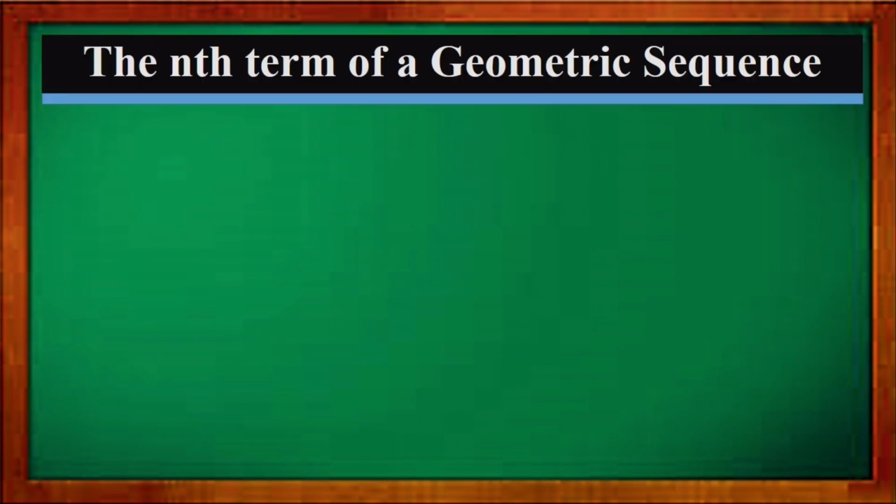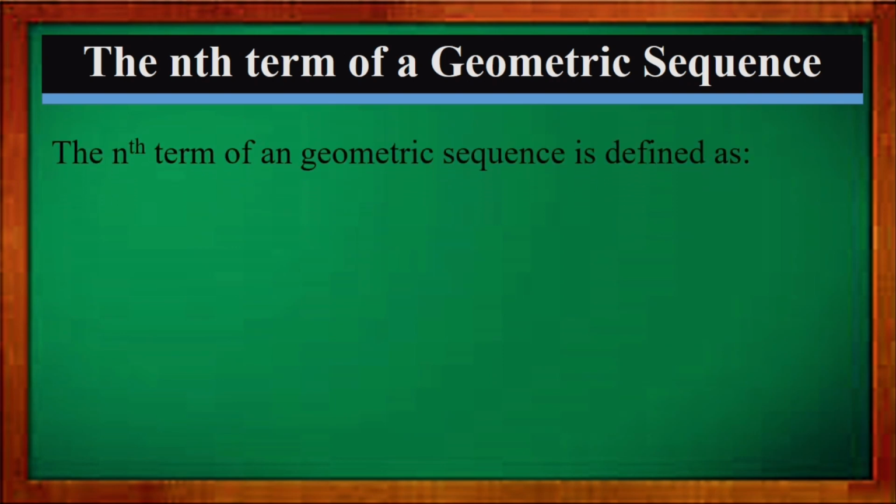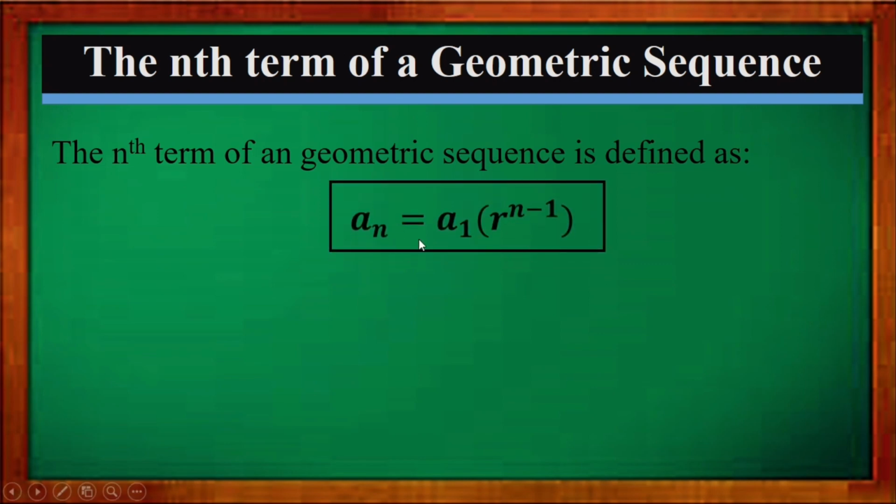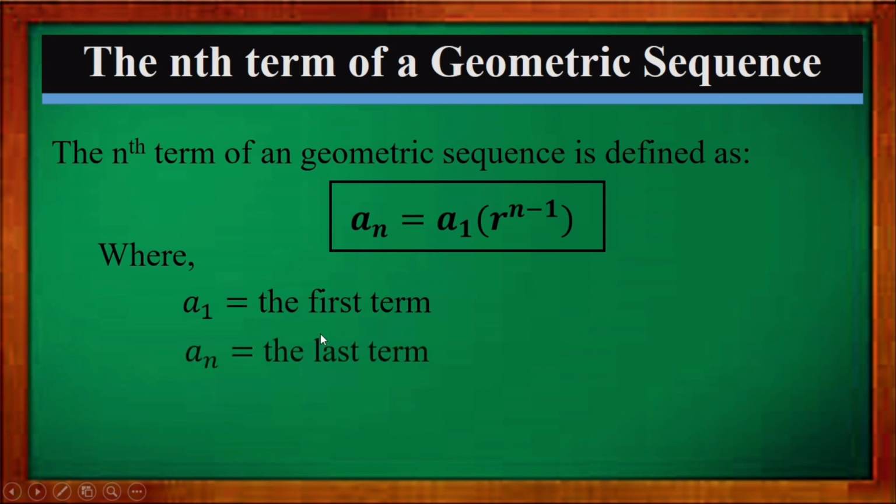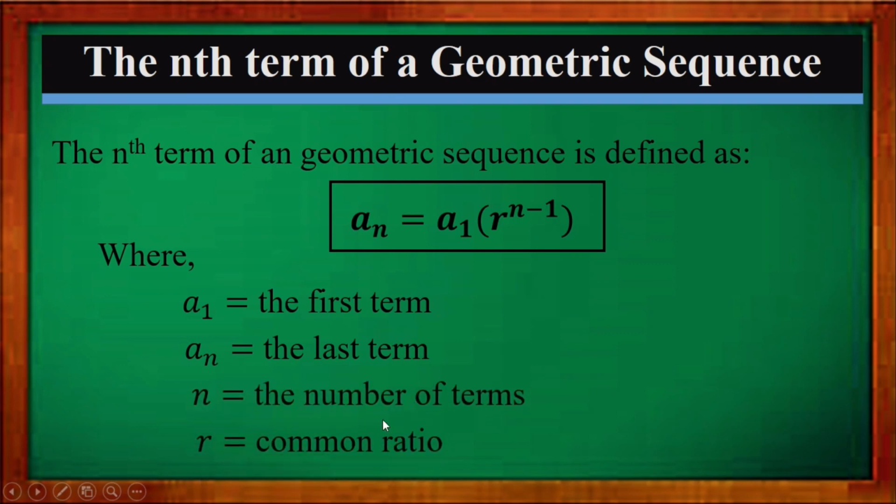Okay, let us now discuss the nth term of a geometric sequence. The nth term of a geometric sequence is defined by the formula a sub n equals a sub 1 multiplied by r raised to n minus 1, wherein a sub 1 stands as our first term, a sub n is our last term, n is the number of terms, and r is the common ratio.